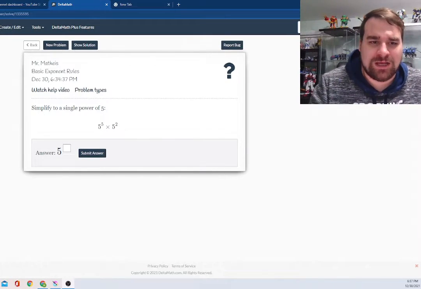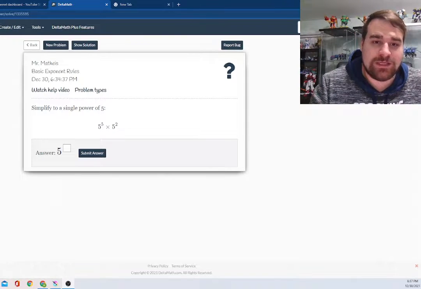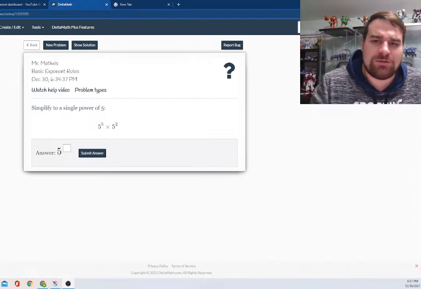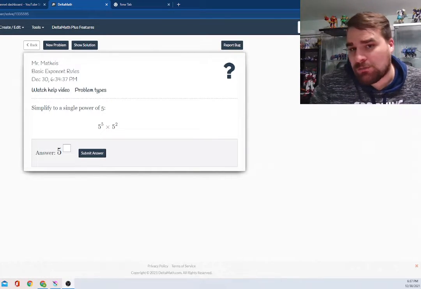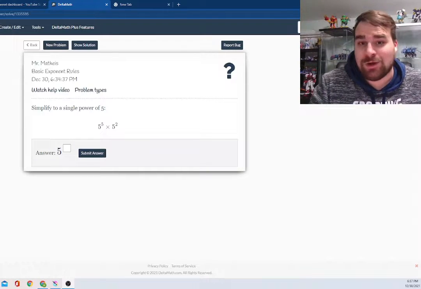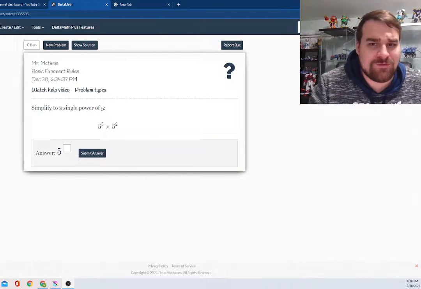It says simplify to a single power of 5. And it gives us the expression 5 to the 5th times 5 squared. So that would make 5 to the what power, ultimately? Well, usually I have students that say one of two things on this question. They either want to say 5 to the 7th or 5 to the 10th. And I bet you can figure out how exactly they came up to each conclusion.